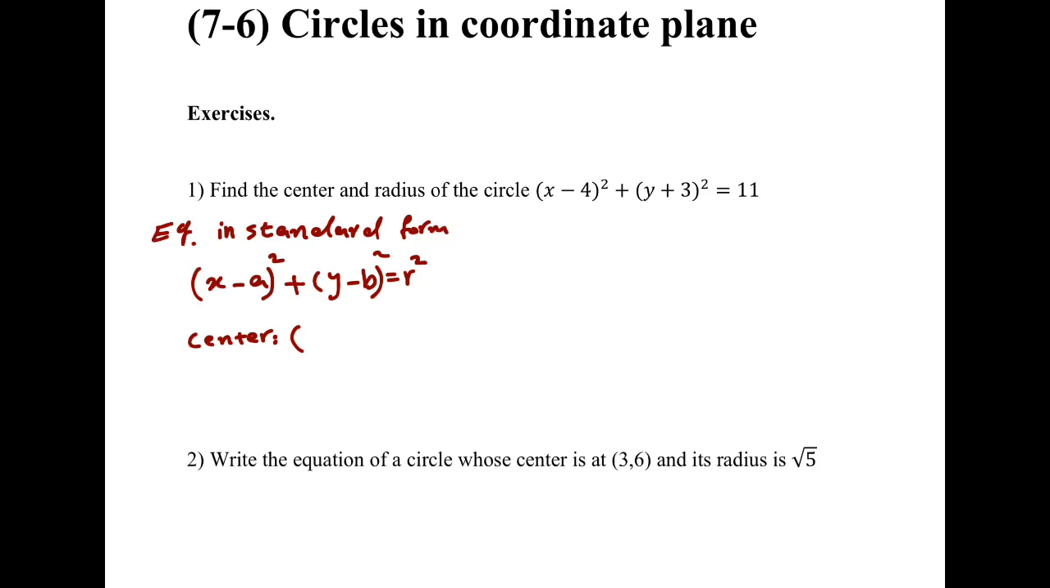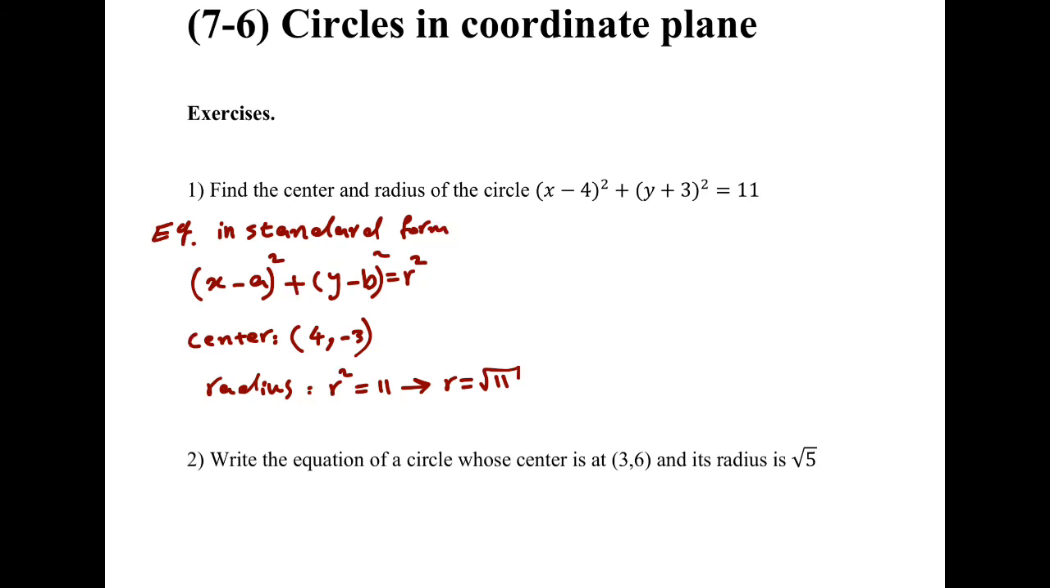so the center is 4, its x coordinate is 4, and its y coordinate is negative 3. Okay, so and what is the radius? This 11 here is r squared, so r squared is 11, which means r is root 11, and that's it.